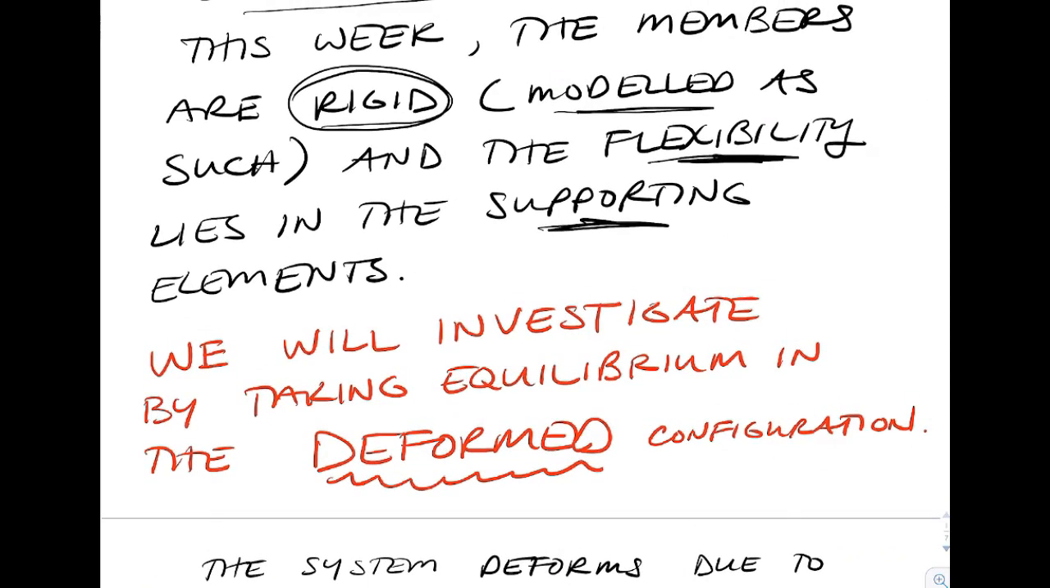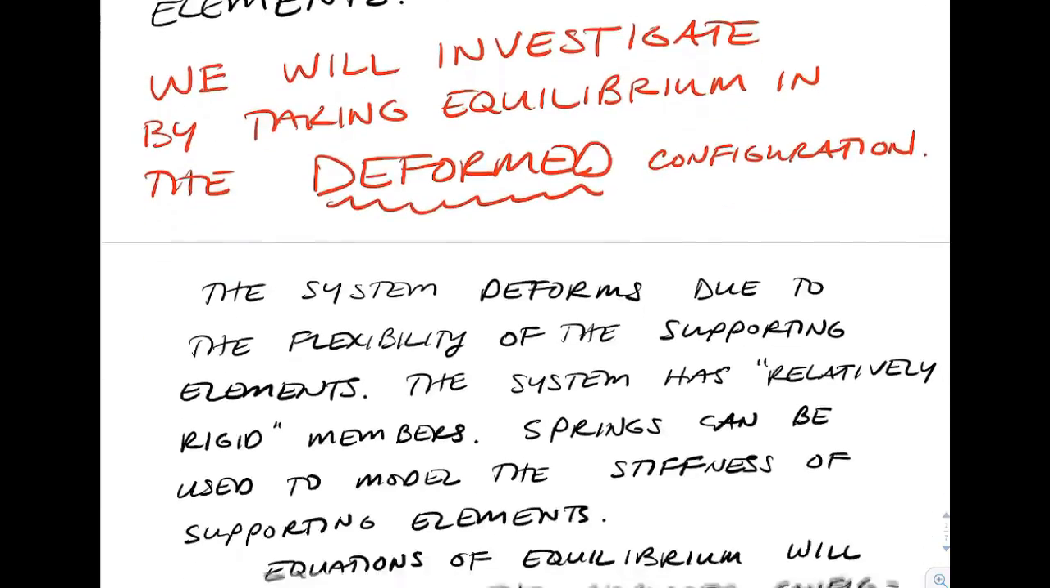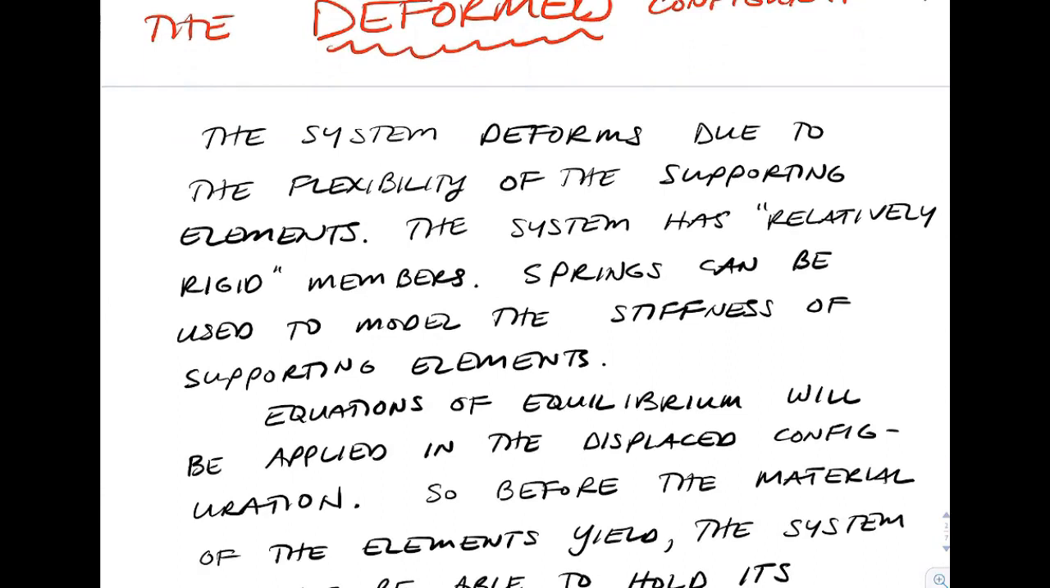So we will investigate and take equilibrium in the deformed configuration. All of our work on free body diagrams, on hinged beams, is about to pay off for us. The system deforms due to the flexibility of the supporting elements. Of course, that means that we have applied external loads, and those external loads will be in compression. So the system has what we would call relatively rigid members. They are more rigid than the supporting elements.